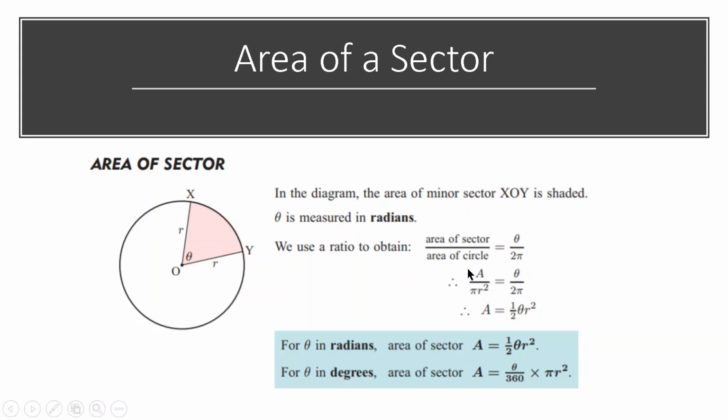We're going to substitute A for the area of a sector, and for the area of a circle we substitute the formula for the area of a circle. Now we rearrange this formula for A, which gives us A equals half theta r squared. Take away from this video that for theta in radians, area of a sector is half theta r squared, and in degrees it's theta over 360 times pi r squared.